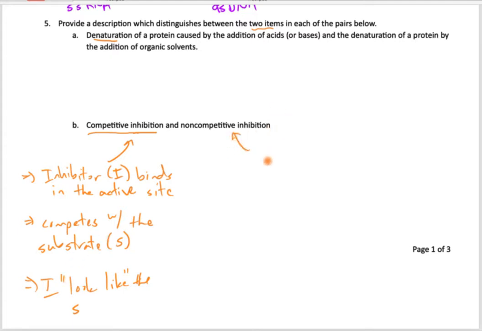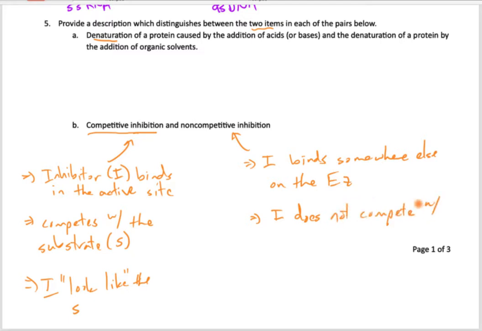Non-competitive inhibition, well, the inhibitor will bind somewhere else on the enzyme. And there's sort of a complementary statement for each one of these. So the inhibitor does not compete with the substrate, and the inhibitor does not look like the substrate. In both cases, the inhibitor is going to shut down the enzyme or slow down the enzyme. It can slow down the reaction.